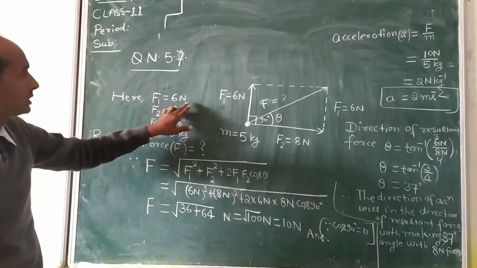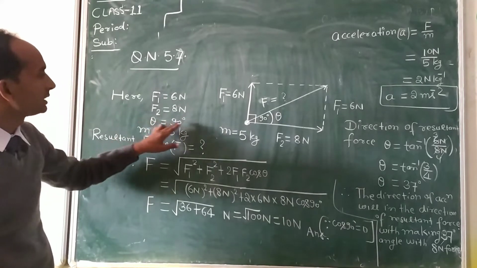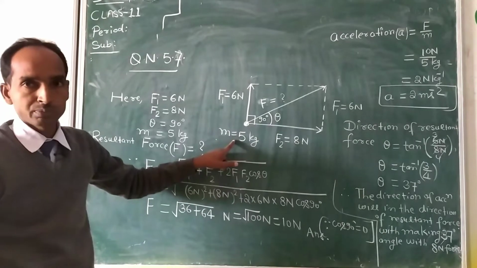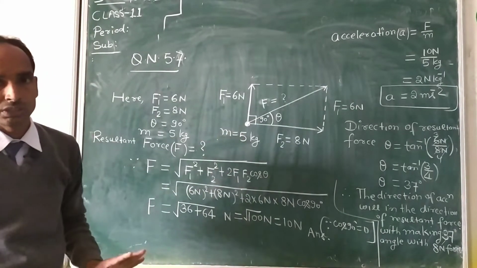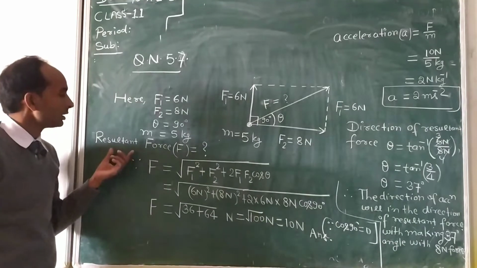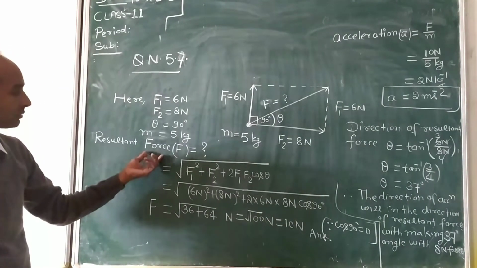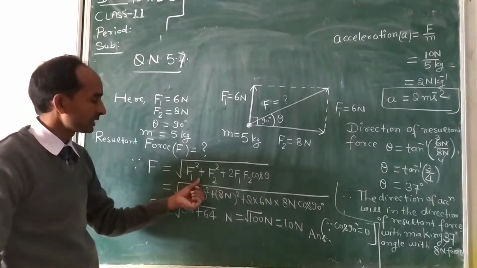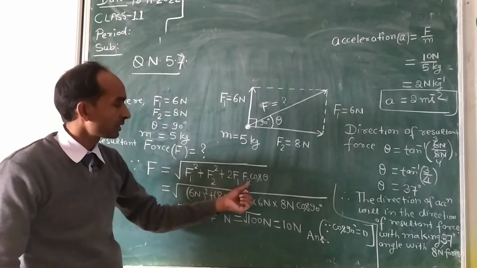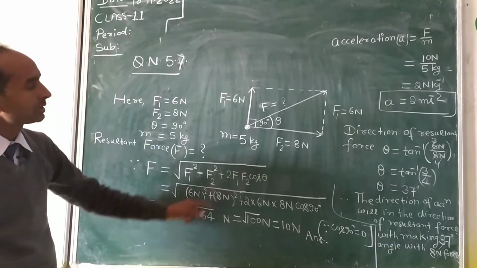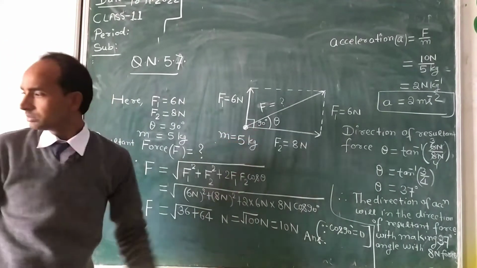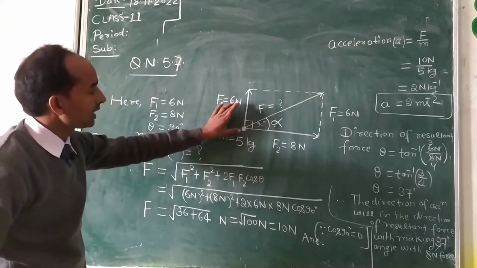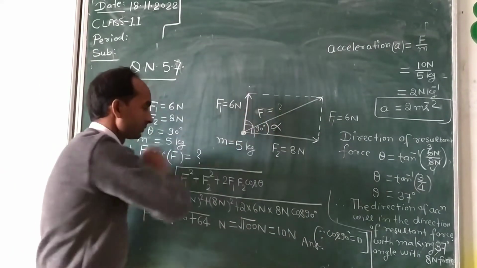Here F1 equals 6 Newton, F2 equals 8 Newton, and theta is 90 degrees, because both forces are acting on the body of mass 5 kg perpendicular to each other. It is given in the question. So the resultant force F can be calculated by using the formula F equals square root of F1 square plus F2 square plus 2 F1 F2 cos theta, where theta is the angle between these two forces.